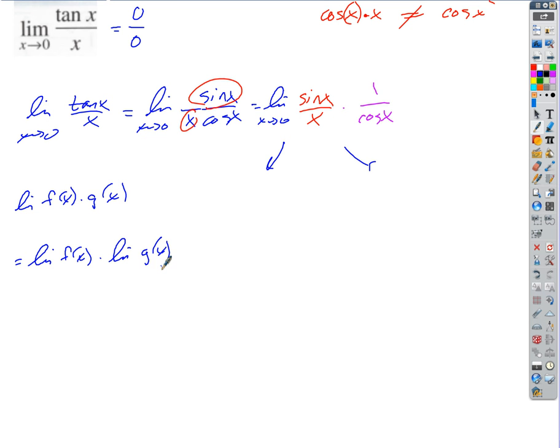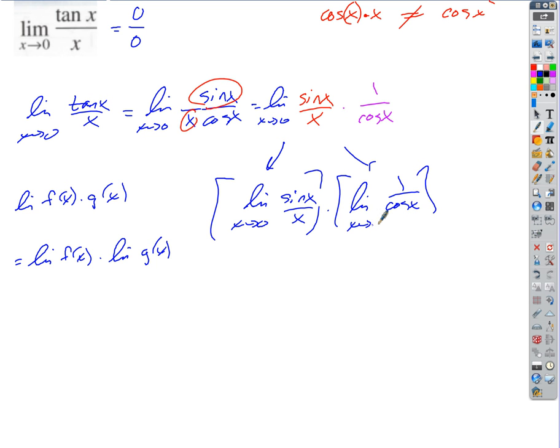Okay. So I can think of this then as being the limit of sine x over x as x approaches 0. Let's just put that in brackets to separate it. We don't need to. Times the limit of 1 over cosine x as x approaches 0. And what are those equal to? What's the limit of sine x over x as x approaches 0? 1, because that's our special limit, right? So that's equal to 1.